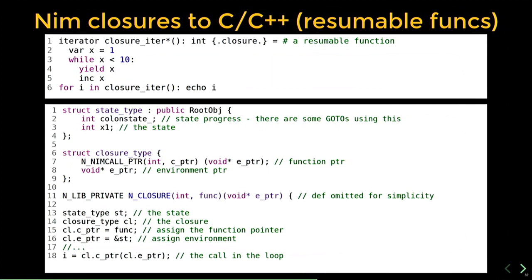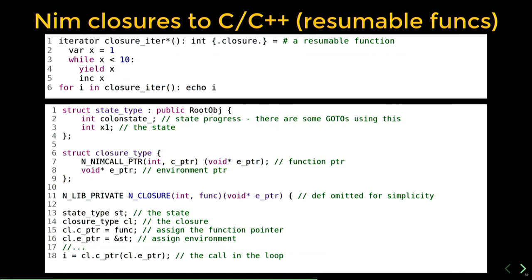They are also implemented in terms of only structures and pointers in C. And for a closure, we need two things. One of them is the definition of the state. In this case, we have an int colon state, which tells us how far along we've reached in the resumable function, at which yield have we stopped on the last execution. And also here we see x1, which is basically the local variable inside of the closure.